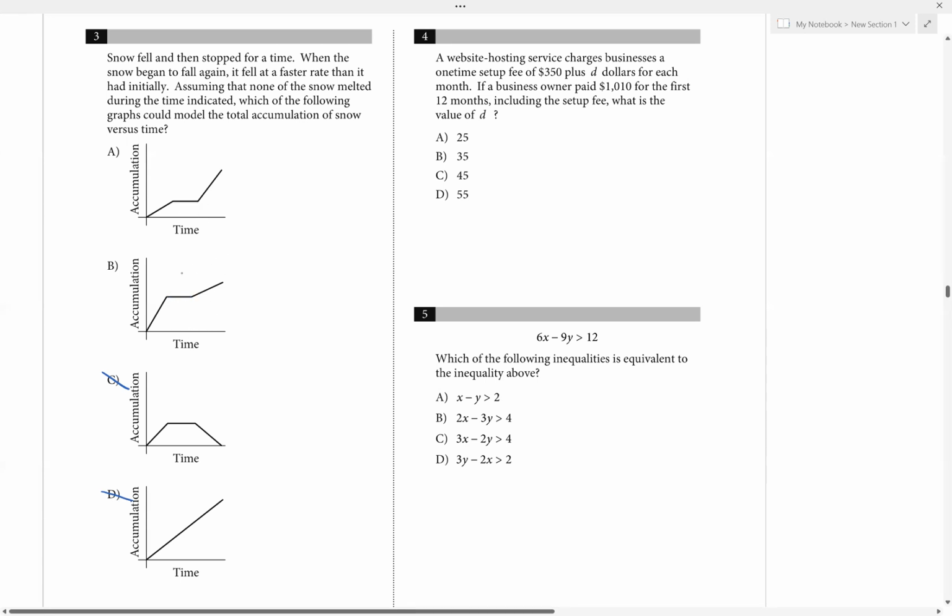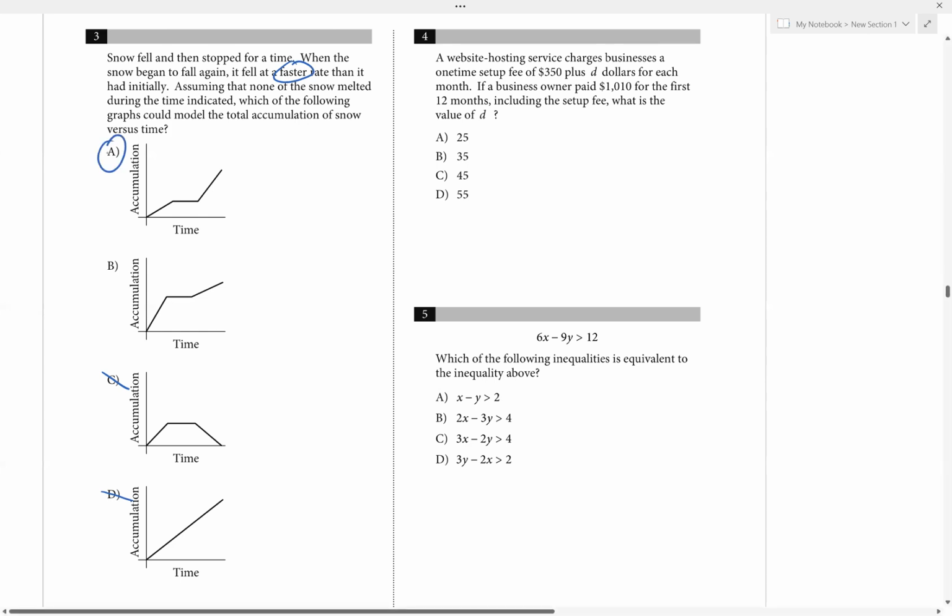Okay, so we just have to tell the difference between A and B. So what we know here is it says snow fell and then stopped for a time. And then when the snow began to fall again, it fell at a faster rate than it had initially. Okay, so when the snow fell again, the second part is faster compared to the initial interval. Right, so if you look at A or B, which one is a better graph here?